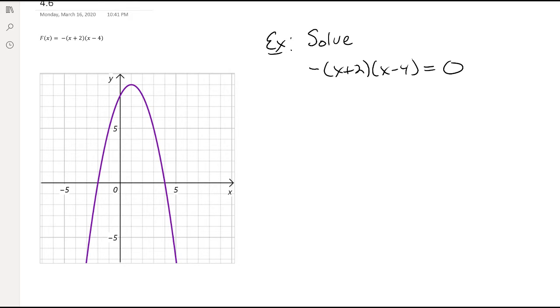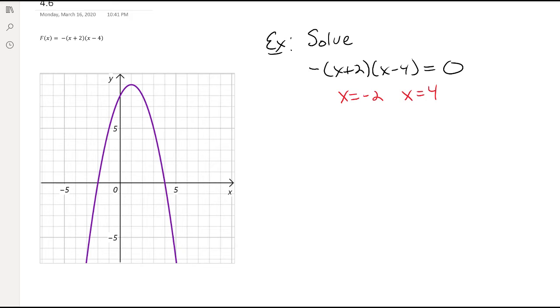We set both our factors equal to 0, and we get an answer of x equals negative 2, x equals 4. And we know from previous lessons, those are the zeros. So whenever you're asked to solve a function by setting it equal to 0, you're going to get a finite number of solutions. But when it comes to inequalities, the answer is not going to be just one or two solutions. It's going to be a set of solutions.